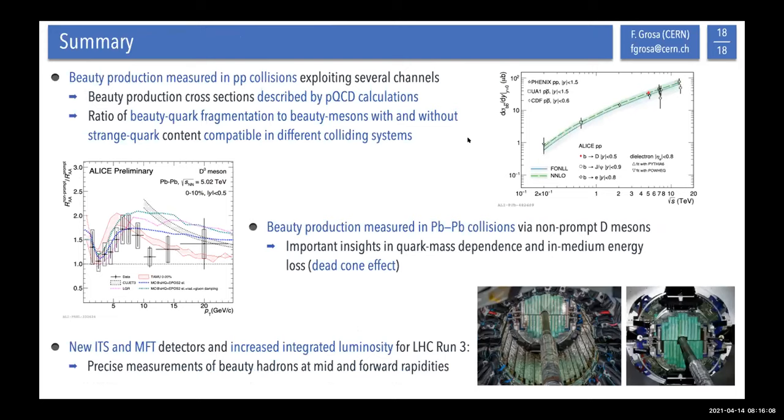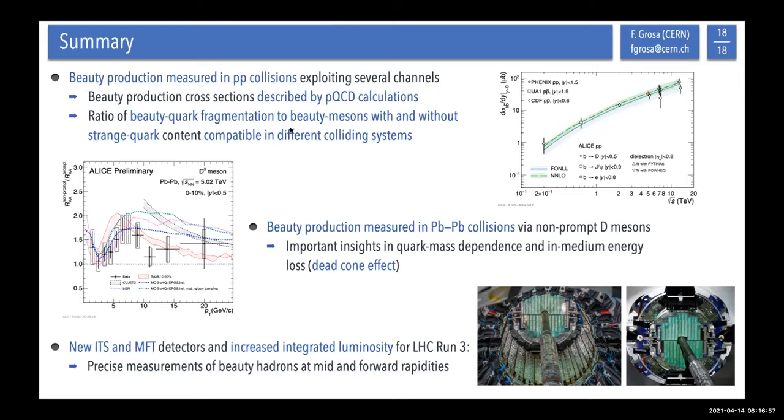I hope that I convinced you that ALICE can play a relevant role for the measurement of beauty-hadron production in pp collisions and can be useful to test the pQCD calculations. We are also able to measure beauty-hadron production in Pb-Pb collisions, and this gives us insights into medium energy loss properties. And finally, with the detector upgrades of ALICE in Run 3 and the expected increased integrated luminosity, we hope that we will be able to perform precise measurements of beauty hadrons at both mid and forward rapidities down to very low pT. And that's all from my side. Thank you for your attention.